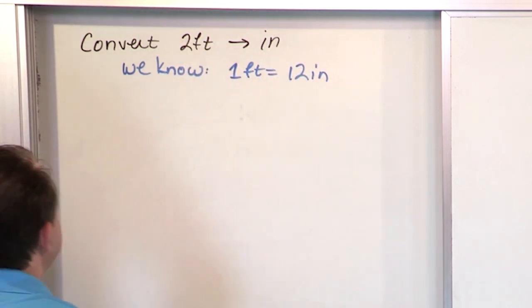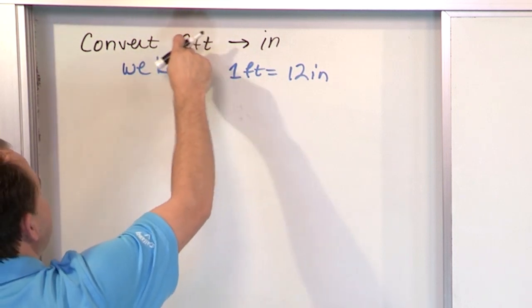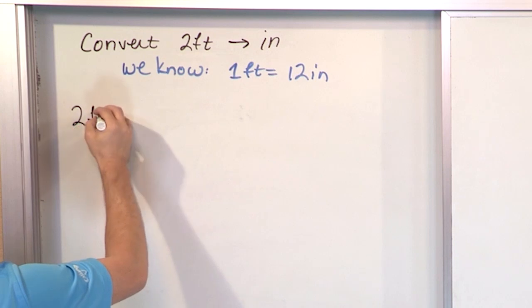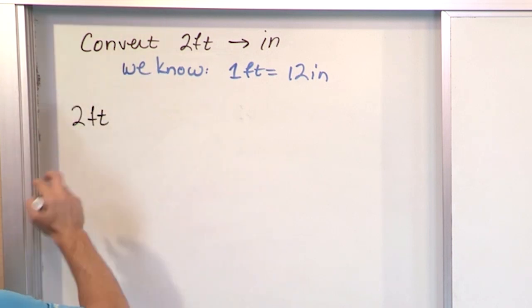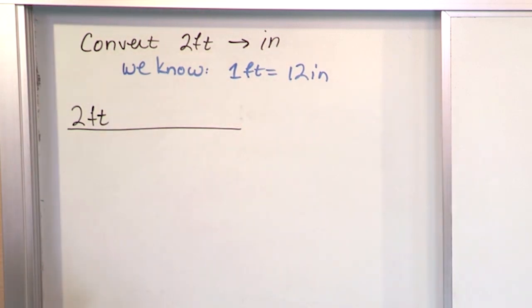Now let's set it up the way that I'm going to teach you. I want you to do every unit conversion this way. You start with what you know. You know 2 feet. So you write down 2 feet. You always start with what you know. You draw a horizontal line under. Just go a certain distance. You can extend it later. And then draw a vertical line right next to the 2 feet.